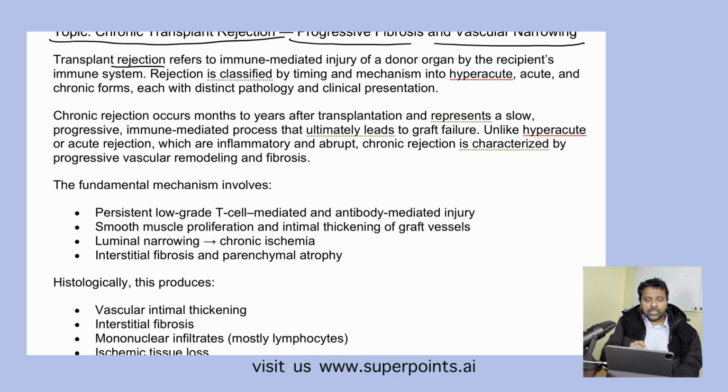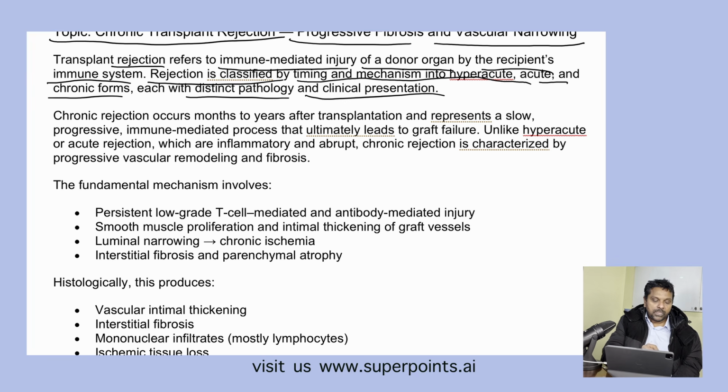Transplant rejection refers to immune-mediated injury of a donor organ by the recipient's immune system. Rejection is classified by timing and mechanism into hyperacute, acute, and chronic forms, each with distinct pathology and clinical presentation. So when does chronic rejection happen? It occurs months to years after transplantation and represents a slow, progressive immune-mediated process that ultimately leads to graft failure.